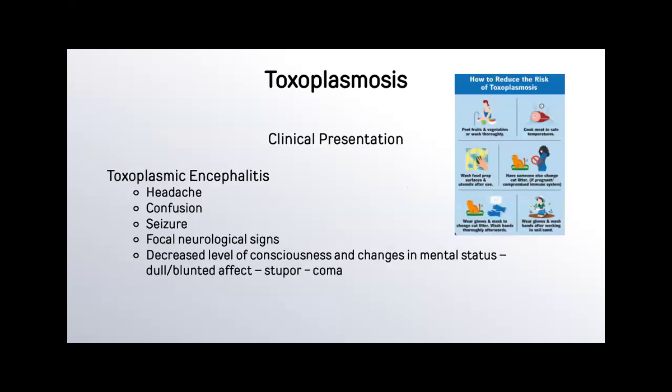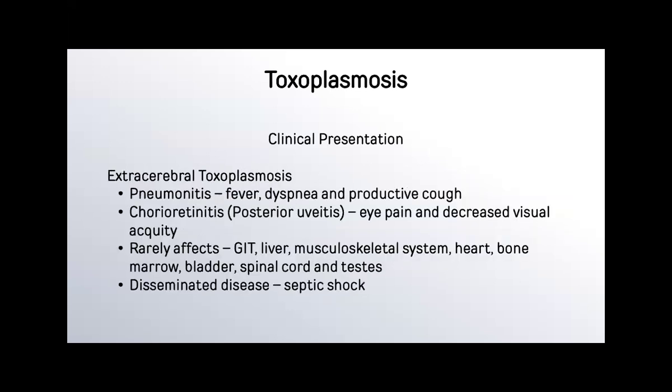Clinically, patients with toxoplasmic encephalitis present with headache, confusion, seizures, focal neurological signs, decreased level of consciousness, and changes in mental state, which can range from dull or blunted affect to stupor or coma. And then toxoplasmosis can also affect other organ systems. Patients can have pneumonitis, where they present with fever, dyspnea, and productive cough; chorioretinitis, where they present with eye pain and decreased visual acuity; and in disseminated disease, patients present with septic shock.